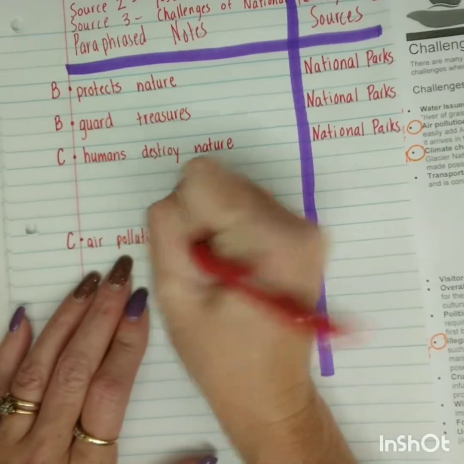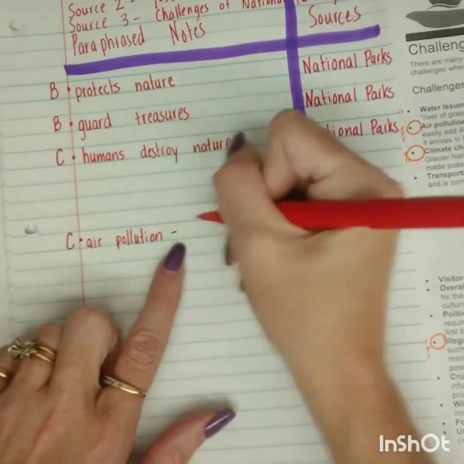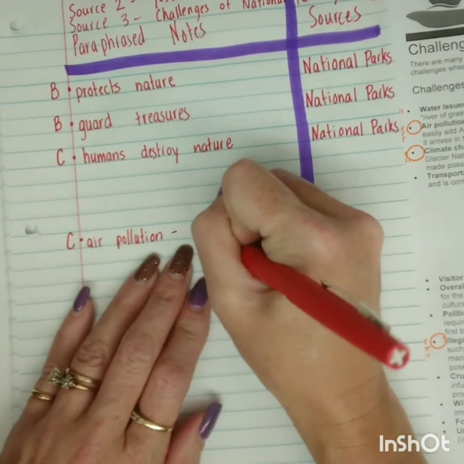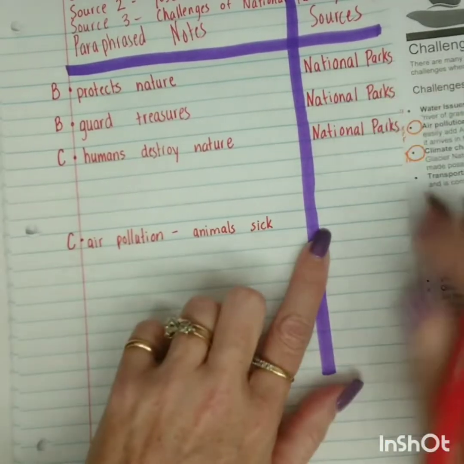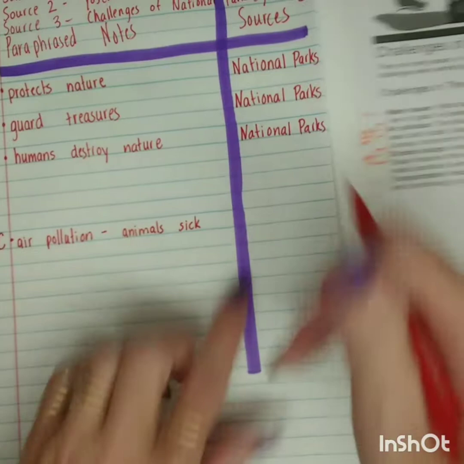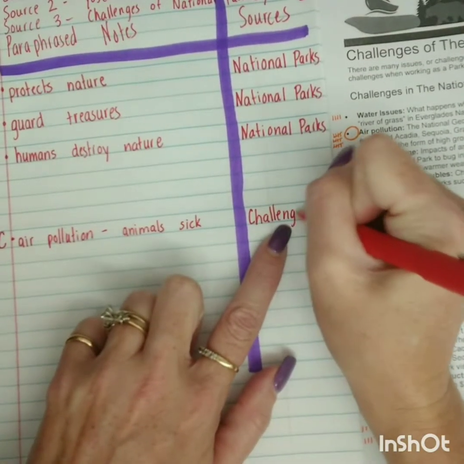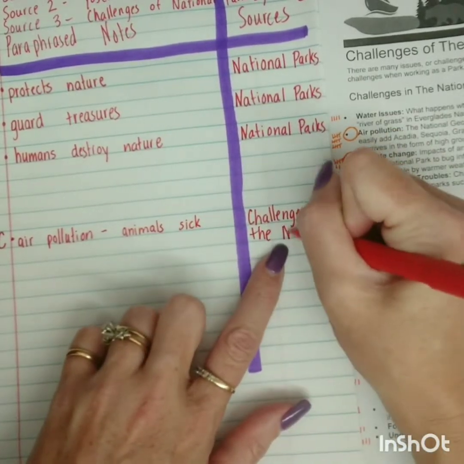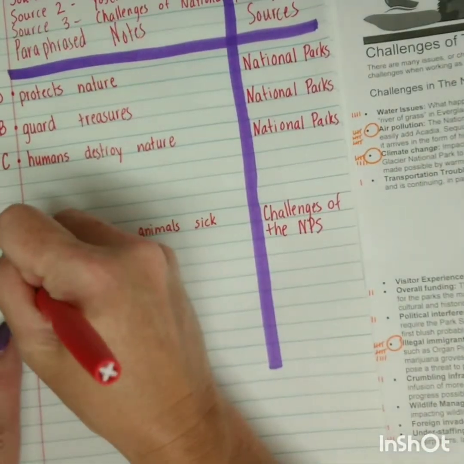And one of the things that I asked you to do today is to justify why you think it's bad. And a lot of you said air pollution would make the animal sick. So animal sick. And then I'm going to mark down my source here, which is challenges of the National Park System. And I'm going to put NPS for National Park System. All right, so now I'm going to do my next challenge off of here.